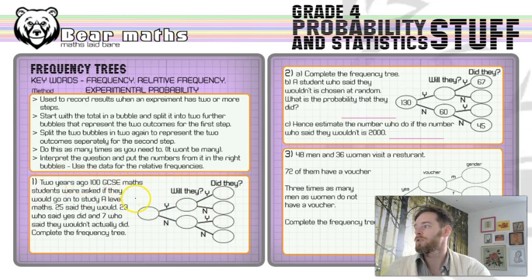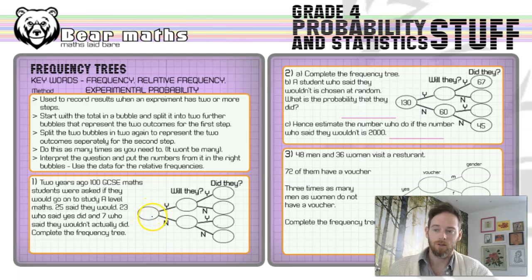Now, question 1: we need to fill in the probability tree here. Two years ago, 100 GCSE maths students were asked if they would go on and study A-level maths. 25 said they would, 23 who said yes, did, and 7 who said they wouldn't actually did.